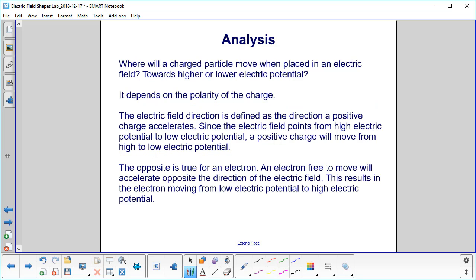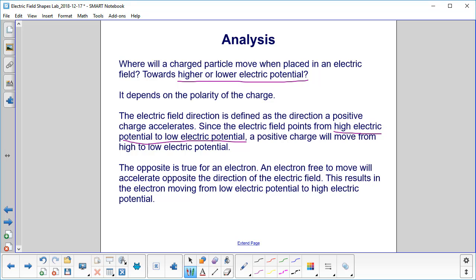Where will a charged particle move when placed in an electric field? Towards a higher or lower electric potential? Which way? Well, it depends on the polarity of the charge. The electric field direction is defined as the direction a positive charge accelerates. The electric field points from high electric potential to low electric potential. So a positive charge will move from high to low electric potential.